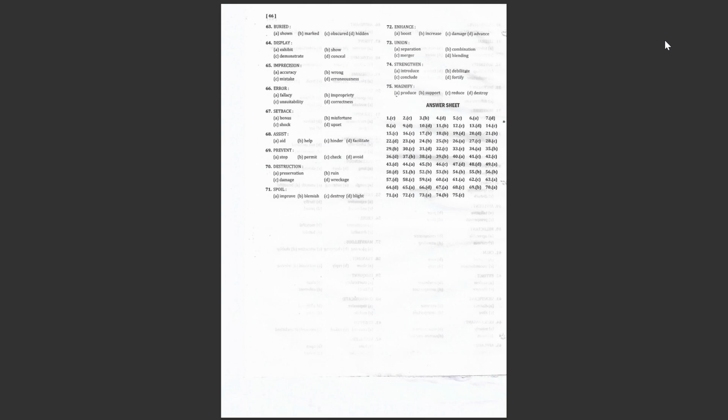So if you look at the options, wrong means wrong, galat. Mistake means a wrongdoing. And erroneous means full of errors. The word erroneous comes from errors. So the correct antonym would be option number A, accuracy. Imprecision का मतलब होता है lack of accuracy. So the correct antonym here would be option A, accuracy.